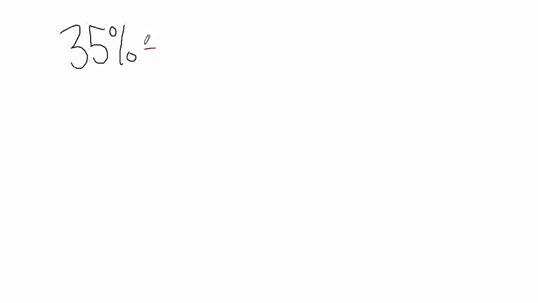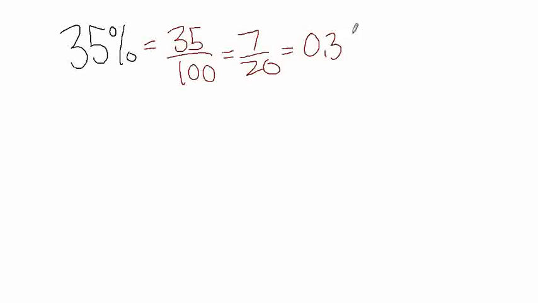Okay, so the answer is that that's equivalent to 35 over 100. If you like, you can simplify that to 7 over 20. And the decimal equivalent is 0.35.